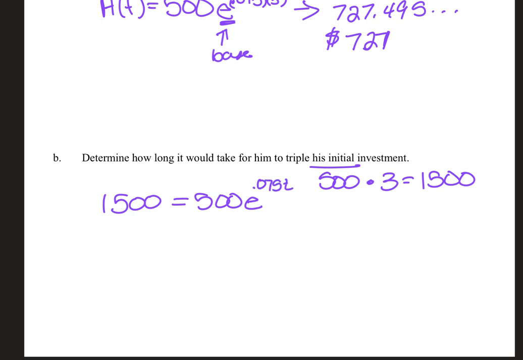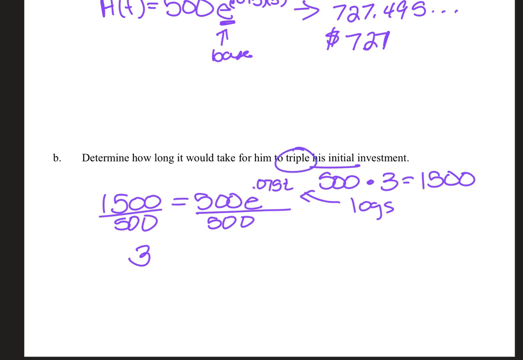If you're solving for an exponent, you need to use logs. That's the only way we can get any variable out of an exponent. So divide by 500. And notice here, this is 3, because we tripled our investment. Always. It's just the way it is. If it was double, you would get a 2 there.